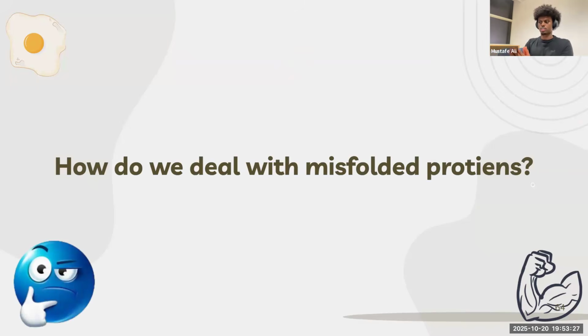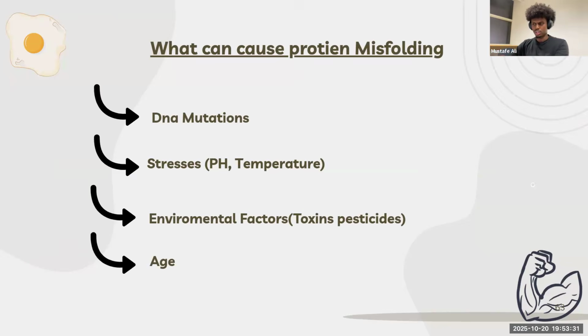So how do we deal with misfolded proteins? Now, some of these factors, right? Stresses or environmental factors, we are probably exposed to, like toxins or pesticides or even metals throughout our daily lives, right? Age is a normal thing, and stresses like high temperatures, low temperatures, like we live in Riyadh, and it's really hot. Now, all of these things can lead to protein misfolding, and protein misfolding can lead to disease.